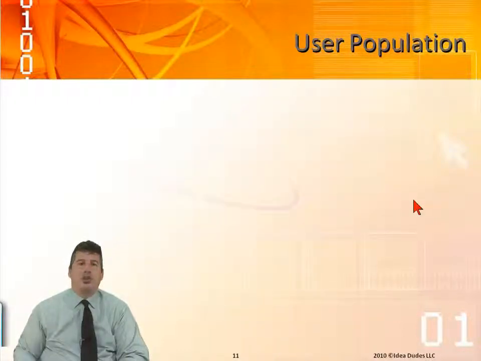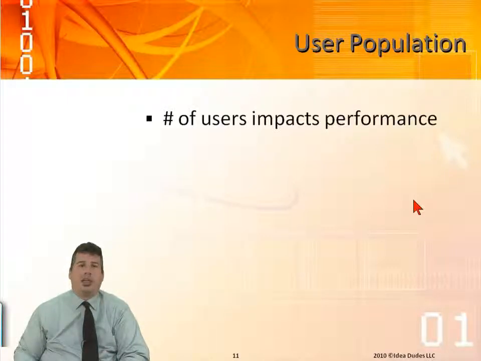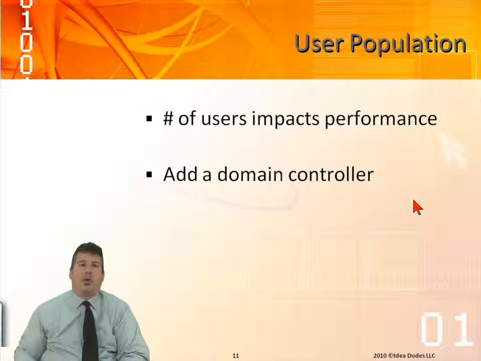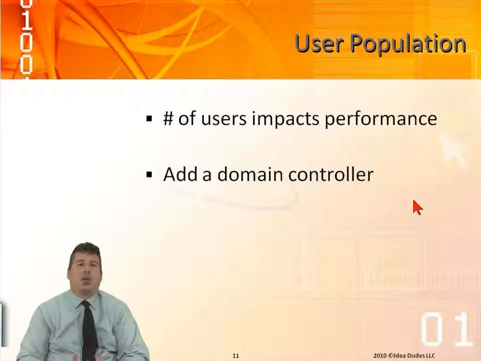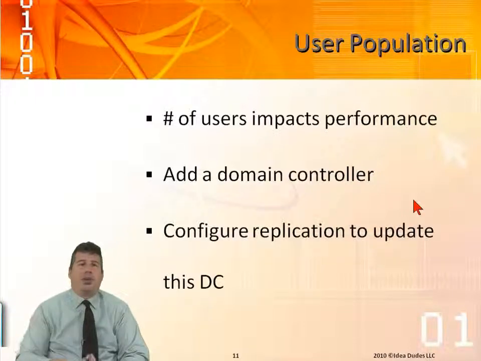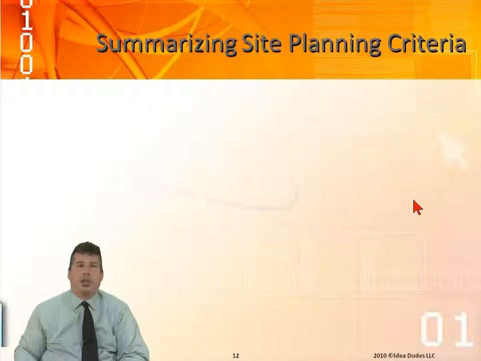Now, the user population is also going to make a determination if we're going to have a site. The number of users impacts performance. If you add a domain controller, individuals are going to be able to log on more rapidly. Configure replication to update this DC. And so that's what we're going to do. And we're going to show you how to create sites and site links and so forth.